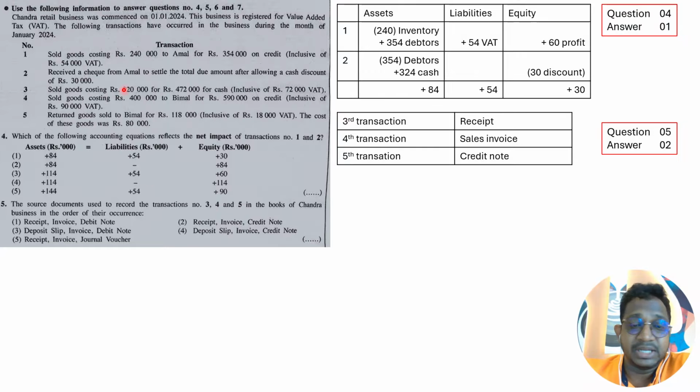Regarding this case study, you have to answer the fourth, fifth, sixth, and seventh questions. When you are given a question like this with a big case study, first of all, read the questions and then come back to the case study. Reading the case study first and then the questions is no use. It's a waste of time. So first of all, look at the questions and then come to the case study.